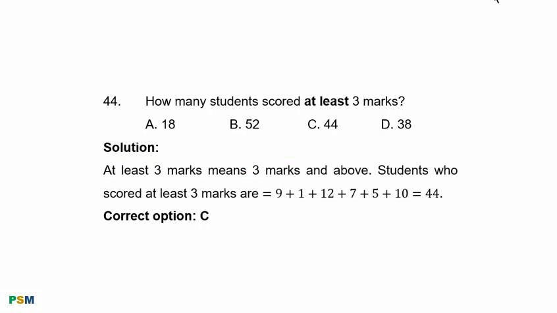Question 44. How many students scored at least 3 marks? Solution: at least 3 marks means 3 marks and above. From the table, students who scored at least 3 marks, that is from 3 to 8, you add the number of students and you have 44 of them. The correct option is C.